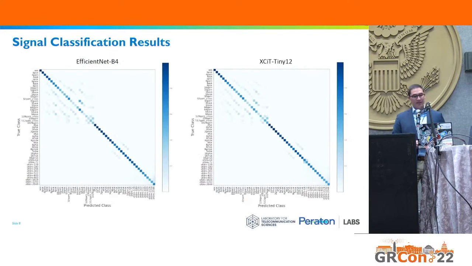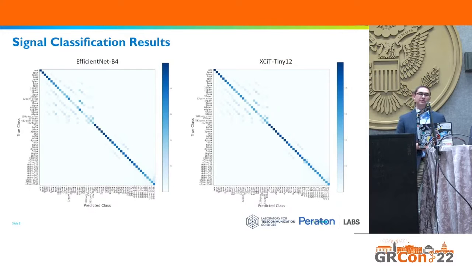And then here I just have two pictures for the full signal classes. This is across all 53 classes within the Sig53 dataset for EfficientNet B4 and the XCiT Tiny 12 architectures. So you can see there is that rough diagonal going down the full class list, as you like to see. It's probably a little difficult to see in the slide setting, but I invite you to check out the paper that we've submitted as well that you can find on the GRCon website.